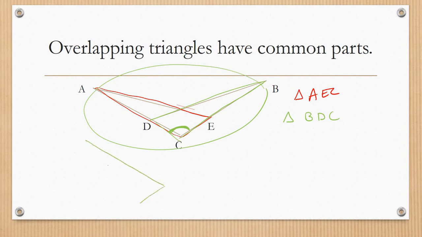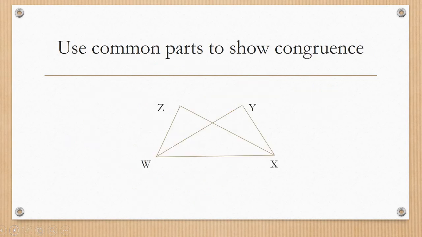So for example, if I copy AEC, and if I copy outside CDB, we can see that this angle C and this angle C are congruent because when we put them back together, they're the same angle. So looking for overlapping parts, we can use common parts to show congruence. So let's take a look at this drawing, and let's say we have some givens.